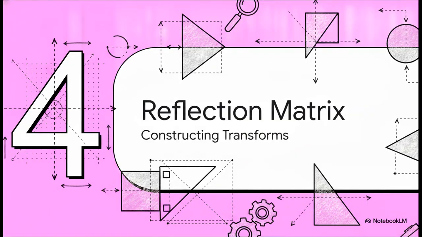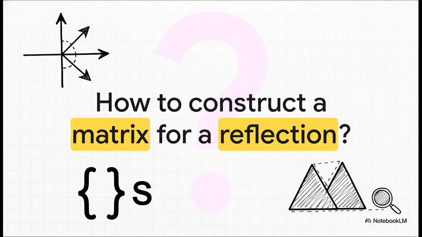Which brings us to Section 4, setup, the reflection matrix. Now we know how to check if something is linear. But here is a super common exam question you will definitely see: how do we actually construct a specific transformation matrix for a reflection? Let's solve this puzzle together.